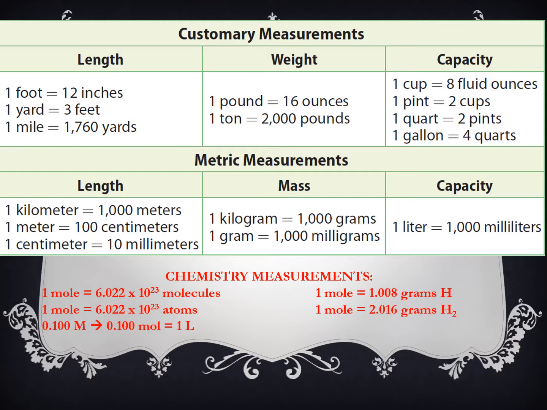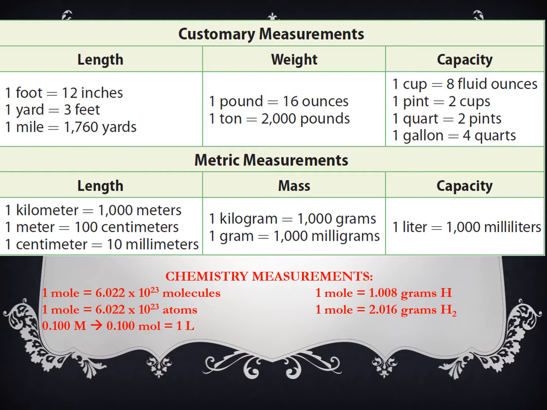Also, a mole, when you're dealing with mass, is molar mass. So 1 mole of hydrogen atom would weigh 1.008 grams. If you had hydrogen molecular, which is H2, it would weigh 2.016 grams for 1 mole. Notice it's double, obviously, because there's H2.